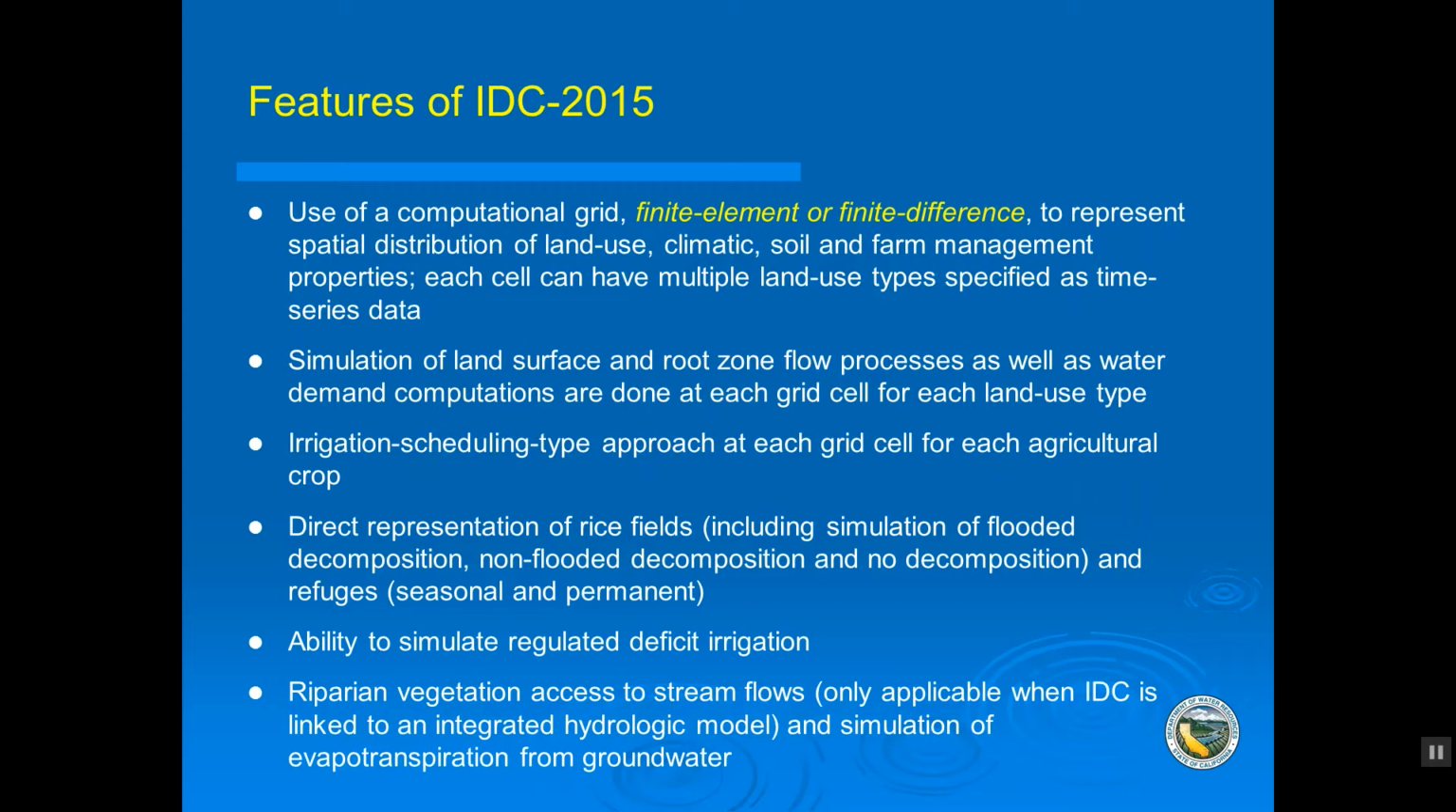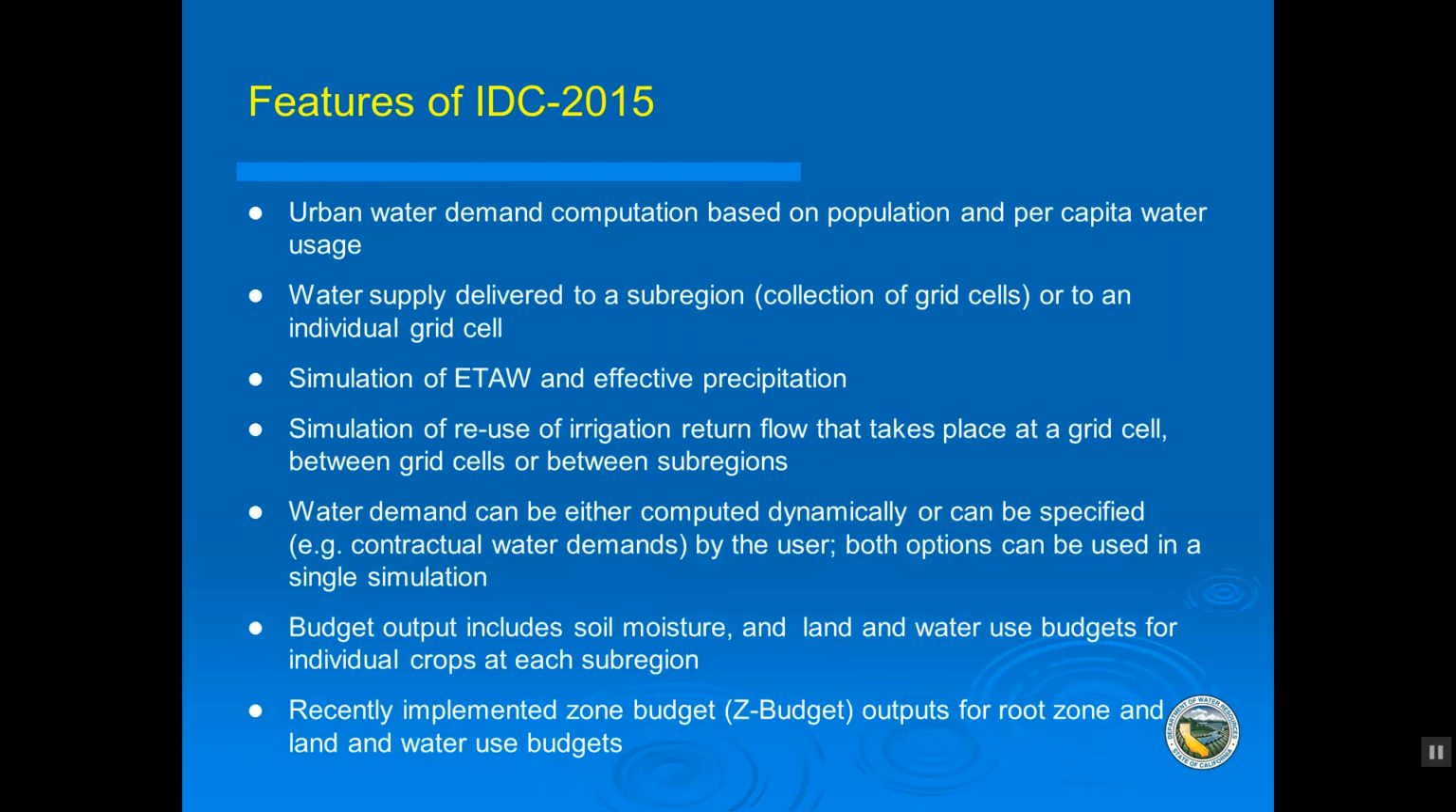Some other additional features: riparian vegetation access to stream flows. This is when you're using IDC linked to IWFM. So if, for instance, you don't have enough water in the system, you can assign riparian vegetation to stream nodes to take water from the stream to meet their ET demand. And we have the simulation of evapotranspiration from groundwater. Okay, we do urban water demand as a function of population and per capita water use.